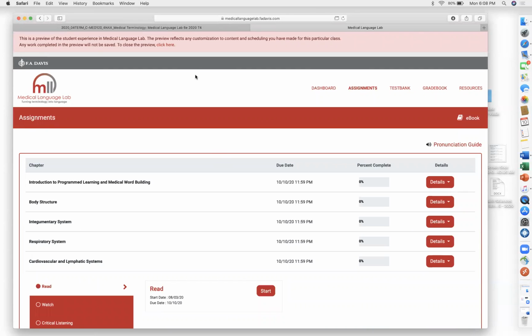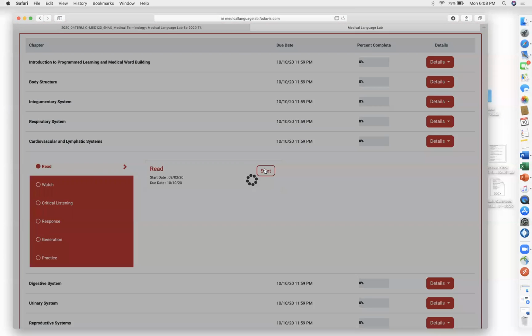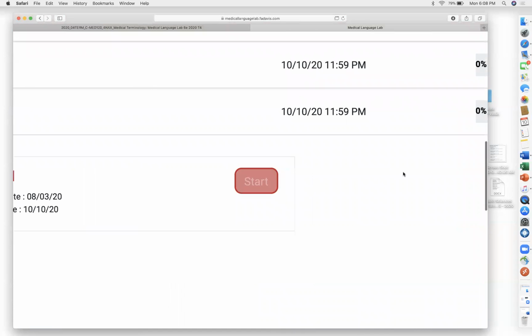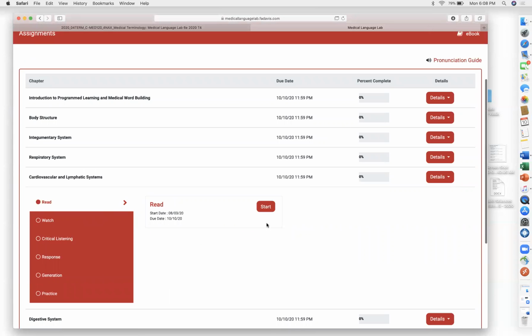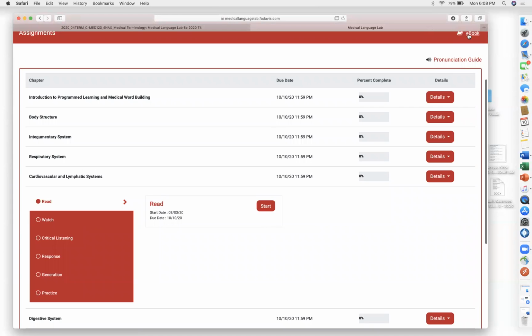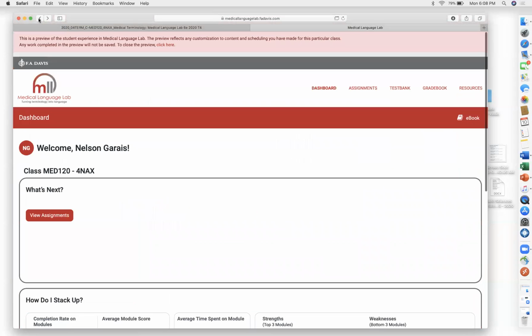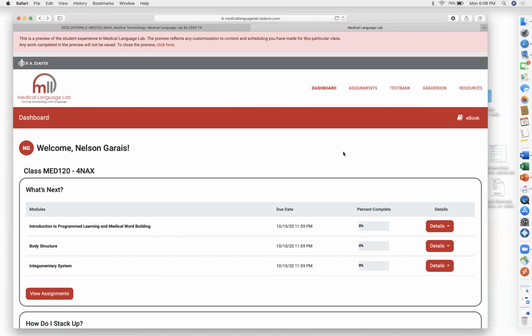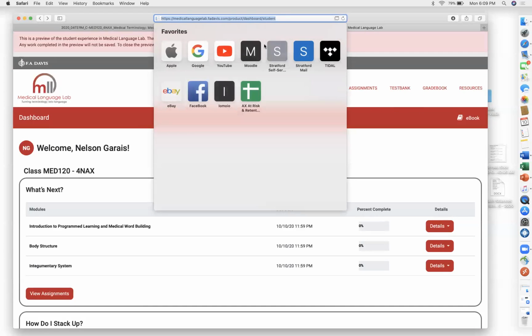Oh, you're gonna, what is going on? I think it's my Mac, because I tried this over the weekend to show somebody on Zoom, and it worked. Oopsies. But now that I'm back on my Mac, it is not working. Blah. All right. There's more than one way to skin a cat here. How's this? Let me go into medical language lab directly.